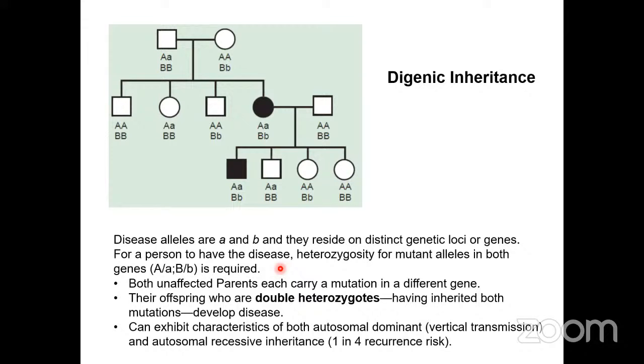Here both unaffected parents carry a mutation in different genes, so they don't have any disease per se. But their offspring who are double heterozygotes, having inherited both mutations, develop disease. So they exhibit characteristics of both autosomal dominant, that is vertical transmission, as well as autosomal recessive inheritance, a 1 in 4 recurrence risk.